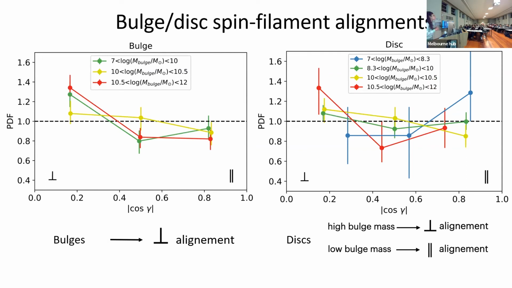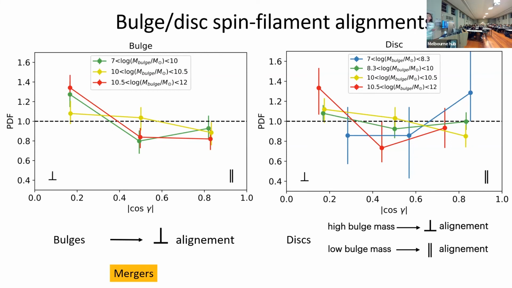And finally, if we look at the separate spin-filament alignments for bulges and disks, on the left is for bulges, on the right is for disks. Again, this is the probability distribution function for the cos gamma angle, and galaxies are divided according to the mass of the bulge. On the left, we can see that bulges tend to have a more perpendicular alignment, no matter the mass of the bulge. So this means that mergers are the main channel of formation for these galaxy components.